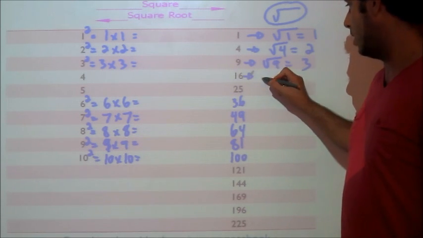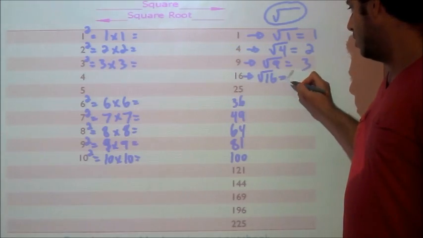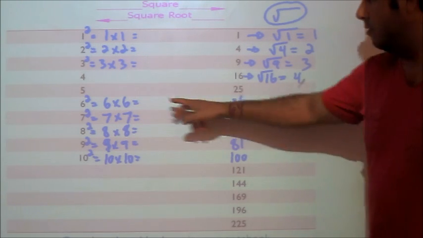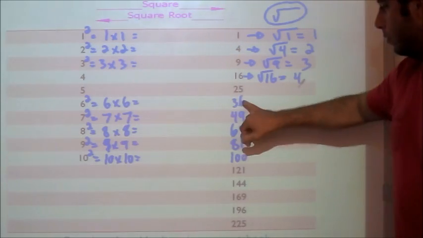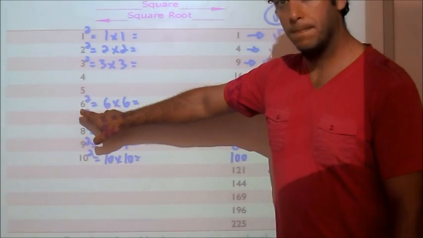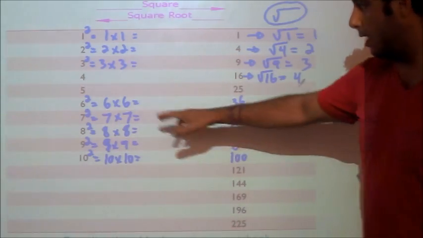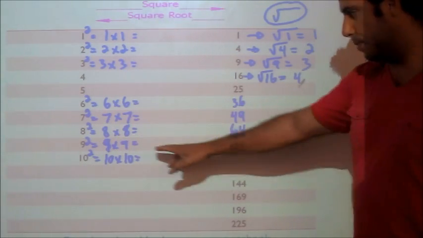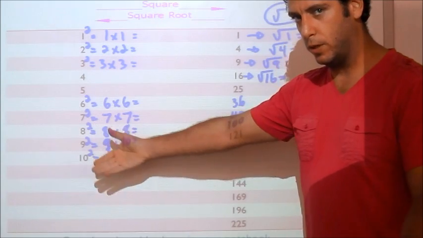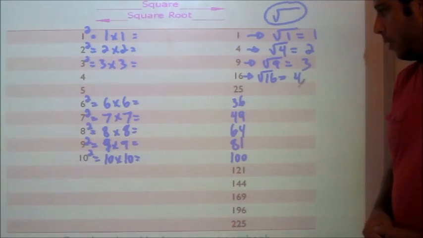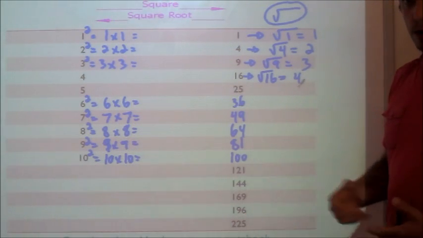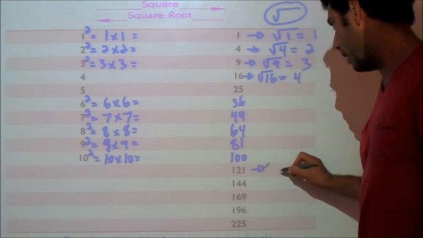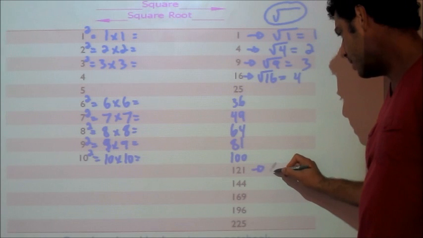So let's carry on. 16. Square root of 16 is 4. Square root of 25 is 5. Square root of 36 is 6. Square root of 49 is 7, and so on. Now we go down to the number 10, after which we have blanks. So now we have to start figuring out the square roots of these numbers we don't know. Use your calculator to help if you need to.